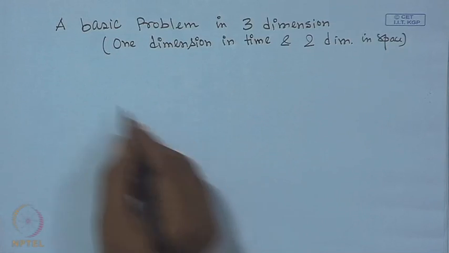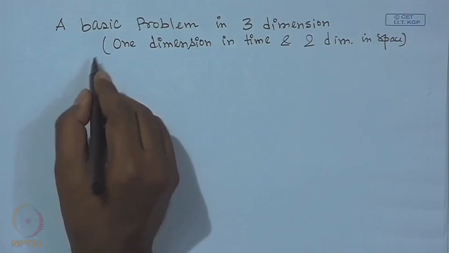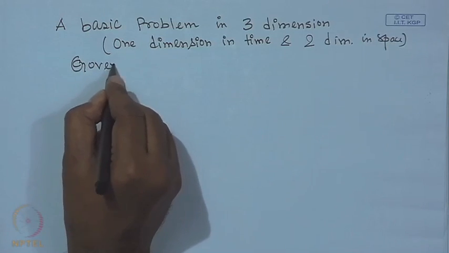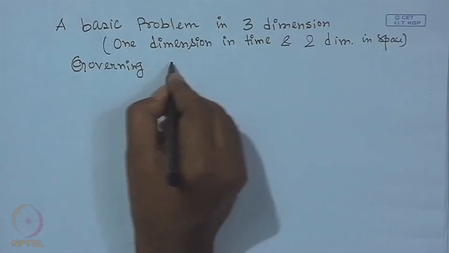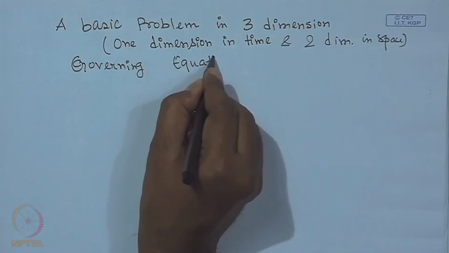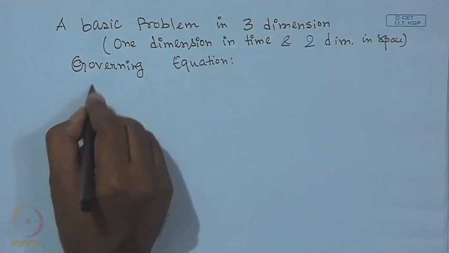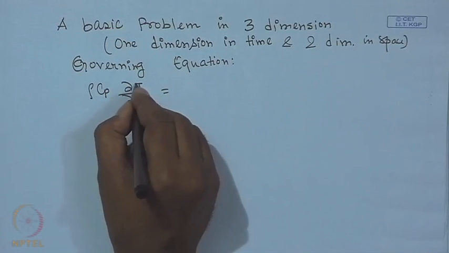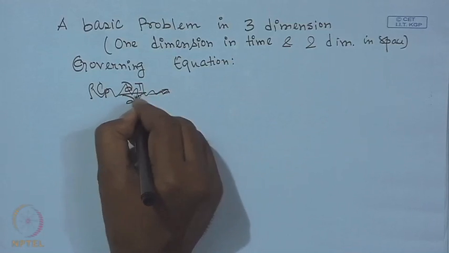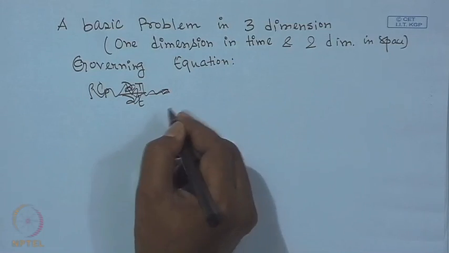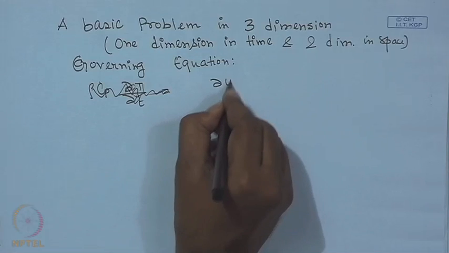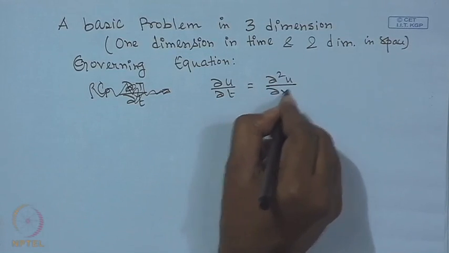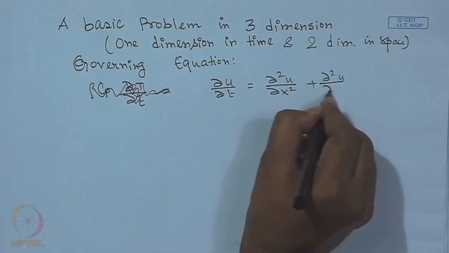Okay. So, a basic parabolic problem. The governing equation of this problem will be rho C p del T del T. Typical governing equation, we will be talking about the chemical engineering application later on. So, typical governing equation will be del u del t is equal to del square u del x square plus del square u del y square.